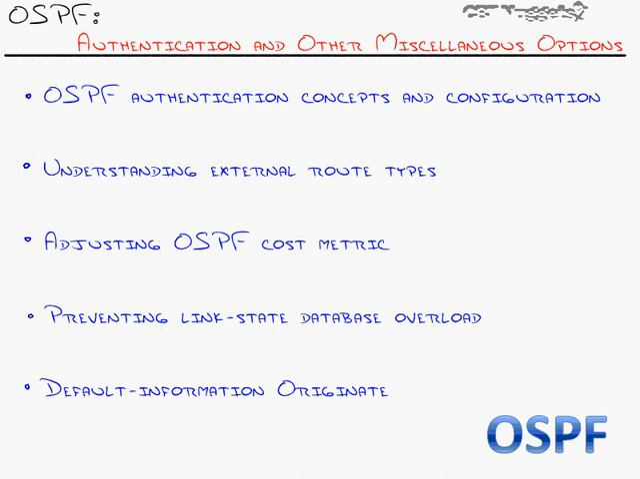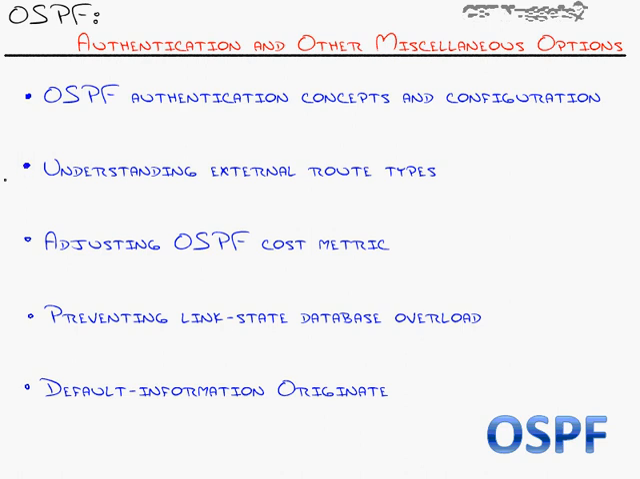Some of them are really useful, like the authentication. Well, you know what? Just about all of them could be really useful, depending on your situation. Some of them might be a little dangerous, like that new prevention of the link state database overload, the max LSAs. Yikes. That one I'd probably stay away from. But we did walk through the authentication options, looking at the simple and MD5 methods. We looked at the external route types.